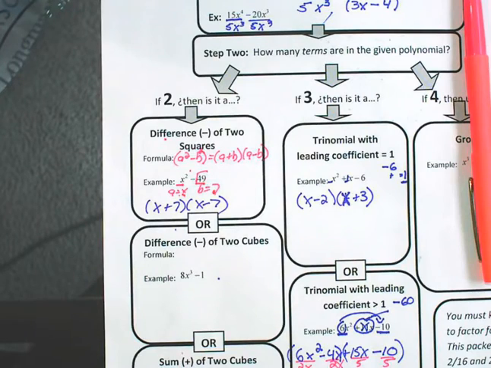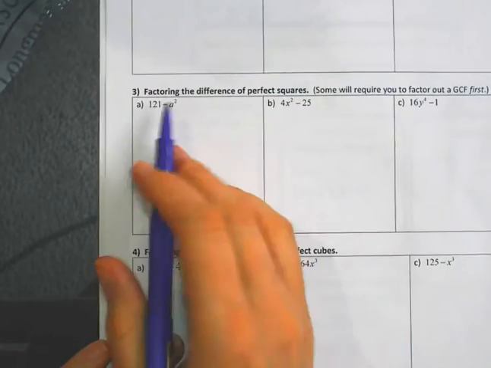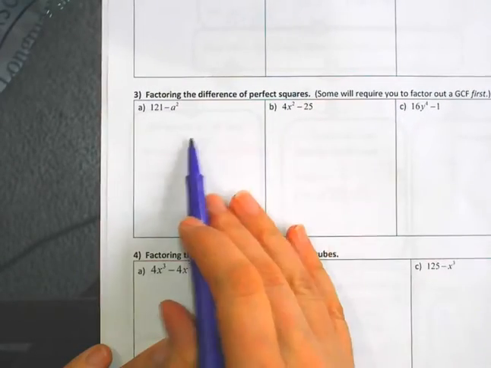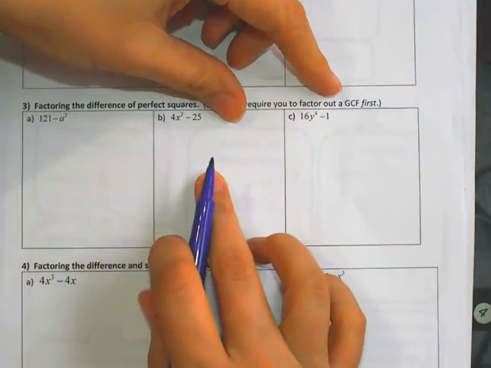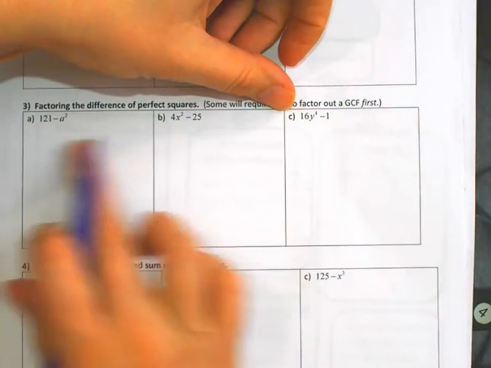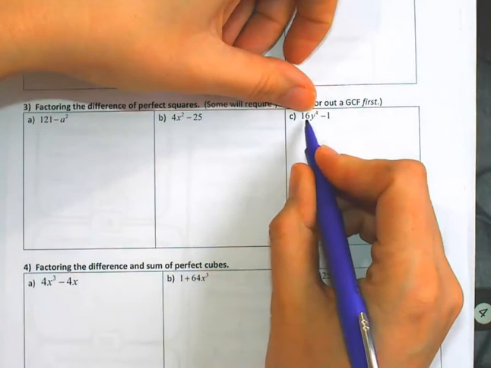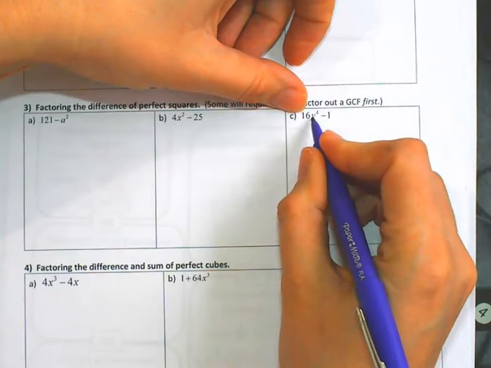Okay? If you look at 3, factoring the difference of perfect squares. I just told you these are all the difference of perfect squares. We're going to do one more together on the video. So try a and b on your own. Make sure you look to see if there's a GCF first. But I want to take a look at this one. So I have 16x to the 4th minus 1. Okay, so I'm sorry, y to the 4th.